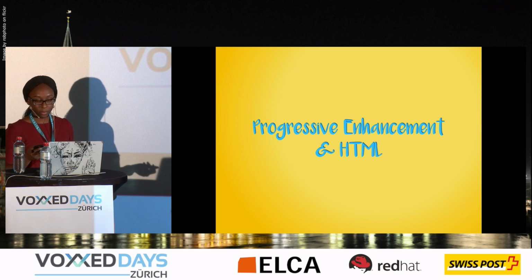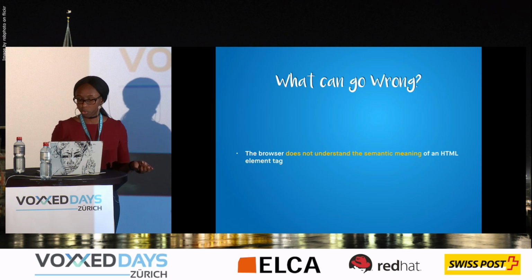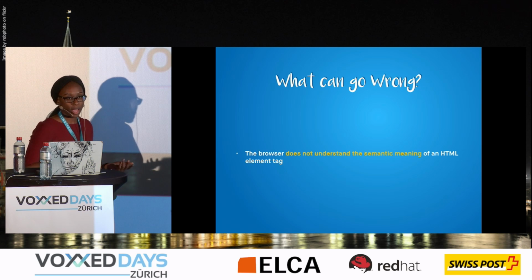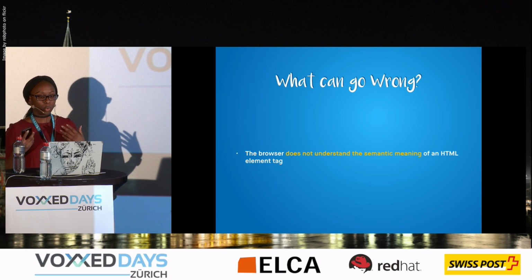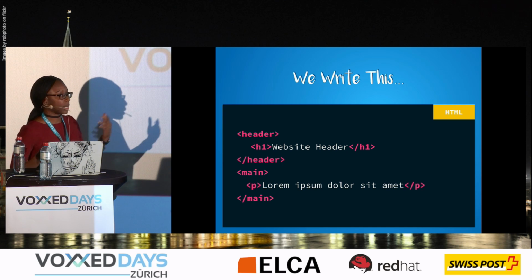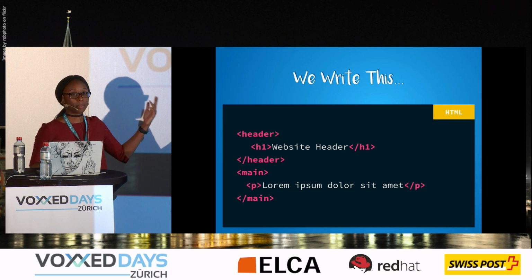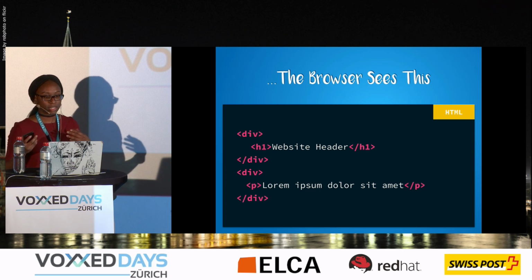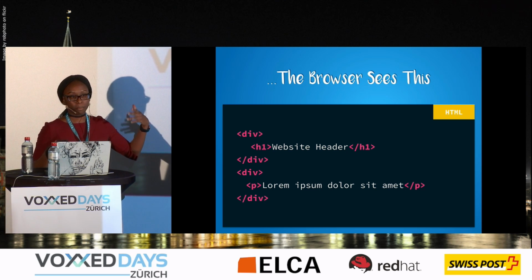So next with HTML. What can go wrong here is, let's say we want to use some of the new HTML5 elements, but the browser doesn't support them. So what happens there? For example, we write something like this. We're using the header element and the main element. But if the browser doesn't understand it, it's essentially as if you had just written a plain div.